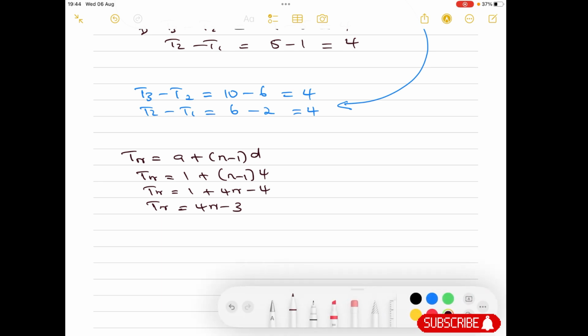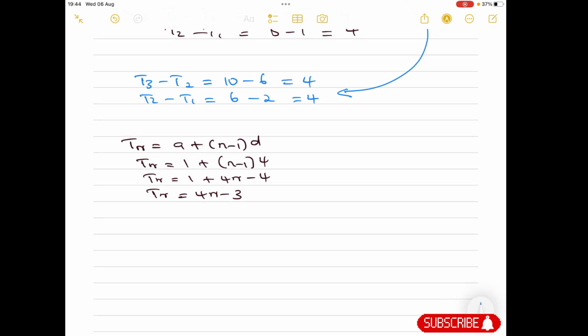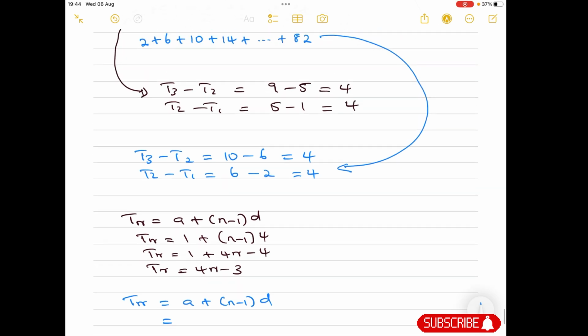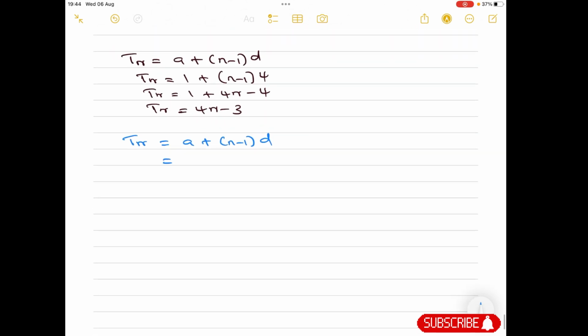Let us go for the other one. Let me use another color so that I don't mix them. So the other one, Tn, is equal to a plus (n minus 1) times d. It's because it's arithmetic, by the way. And then the first term on this one is 2, not 1. So now I'll have 2 plus (n minus 1) times the common difference, which is 4, which will be 2 plus 4n minus 4, which gives us 4n minus 2.